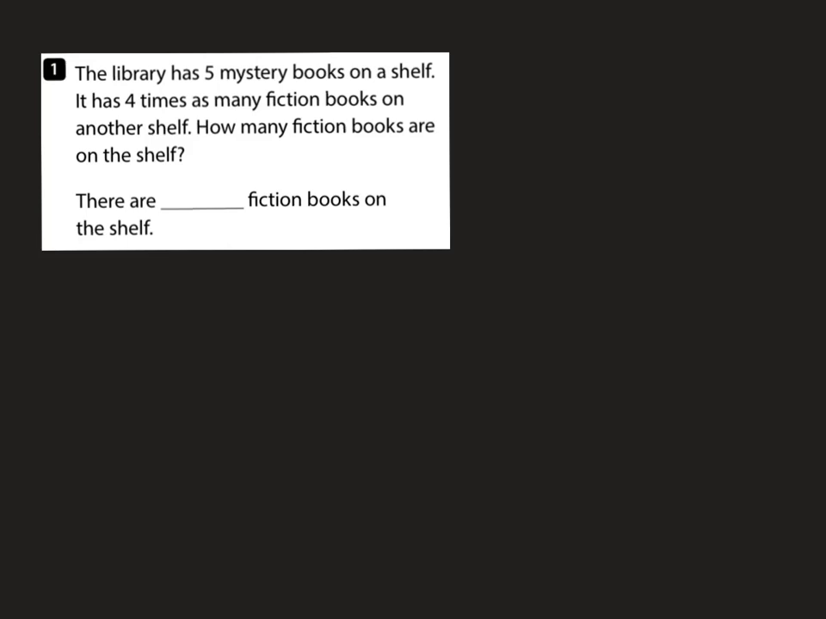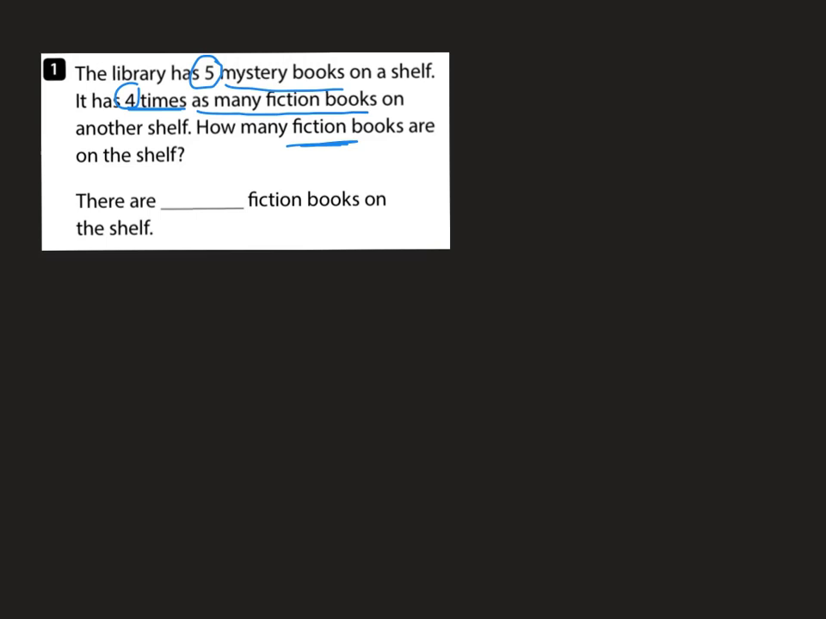All right, so first thing I'm going to do is circle my numbers. 5 mystery books on a shelf. And then we have 4 times as many fiction books. So that means we have 4 times more fiction books. And then the question says, how many fiction books are on the shelf?